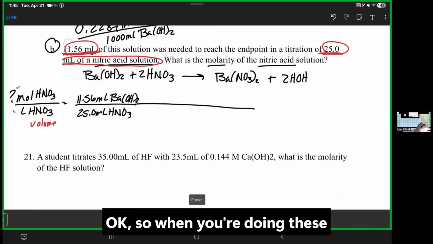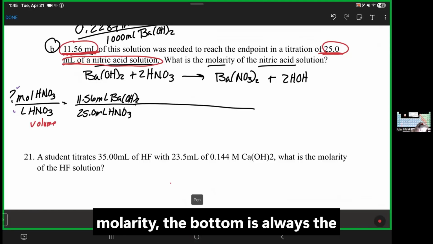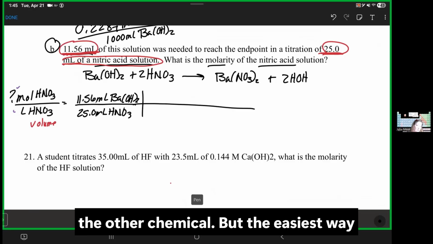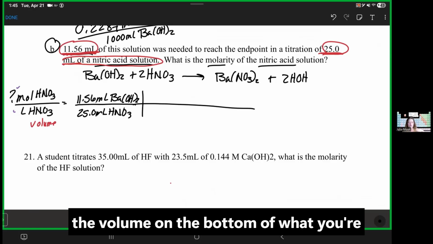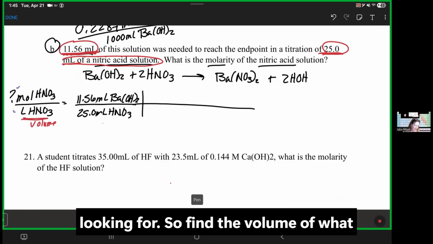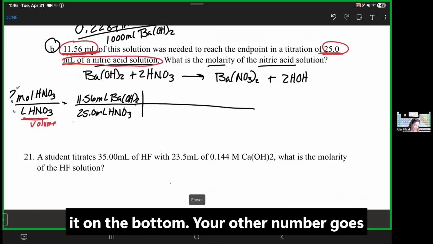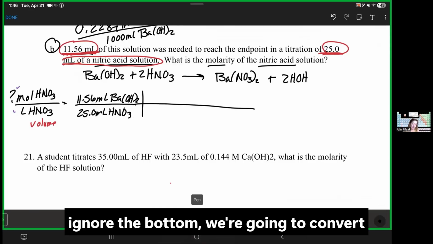Okay, so when you're doing these titrations, when you're calculating that molarity, the bottom is always the chemical you're looking for. The top is the other chemical. But the easiest way to remember it is that you always want the volume on the bottom of what you're looking for. So find the volume of what you're looking for in your problem, put it on the bottom. Your other number goes on the top.